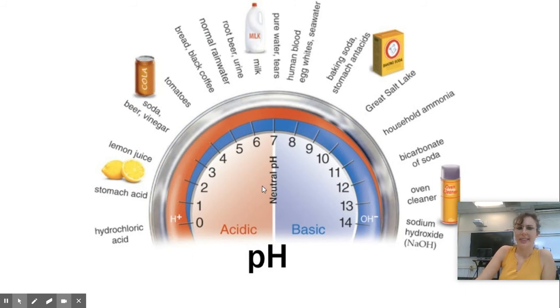So what is neutral? Oh, I already said that. 7. Okay. So you can see also here, is human blood acidic, neutral, or basic? Hopefully you're seeing that it is slightly basic.